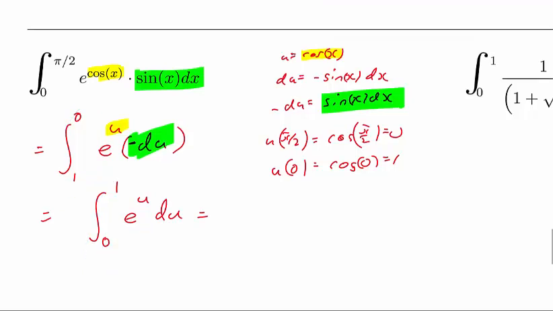All right, so let's go ahead and evaluate this. This is going to be e to the first minus e to the 0, which is simply e minus 1. Nice. Okay. Moving forward.